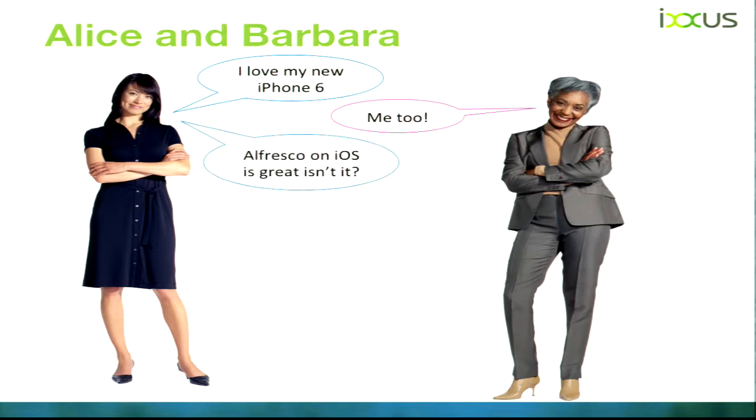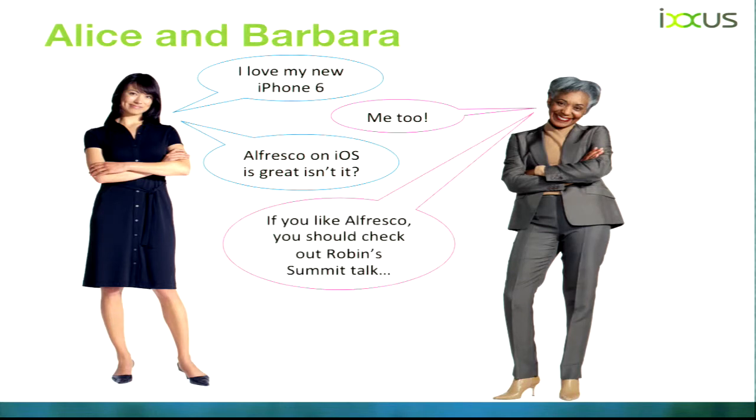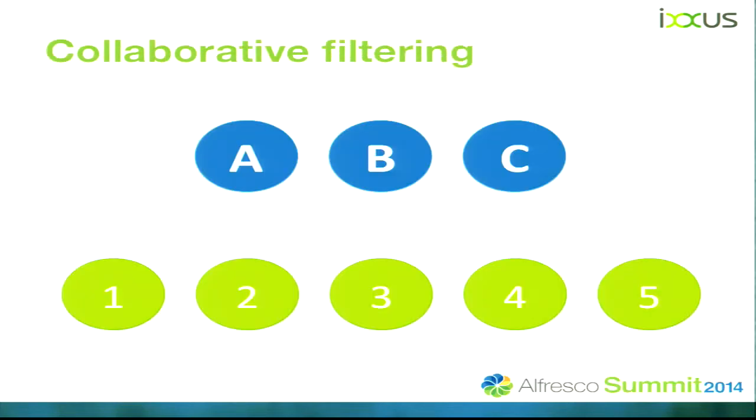Alice then says, Alfresco on iOS is great, isn't it? So they've established kind of a rapport. And then Barbara comes back with a recommendation. So they've got this commonality, you get a recommendation. So let's see what I did there. And that's the essence of kind of collaborative filtering, which is a machine learning technique.